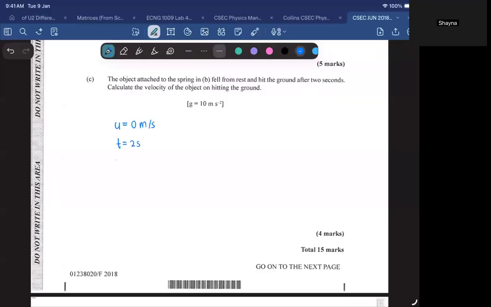So they want us to find V, right? Because they're giving us the initial velocity, it's at rest. They're giving us the time, 2 seconds of it falling, and they want us to calculate the velocity on it hitting the ground. Easy, right? So they want us to find V, and they're giving us G. Now we know that G is what? Shina? Gravity. Sorry, acceleration due to gravity. So they're giving me acceleration. So what formula should I use?